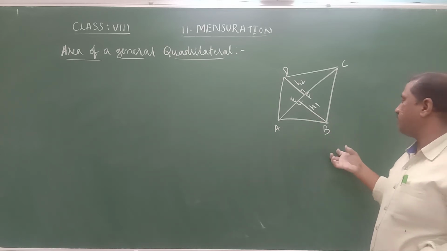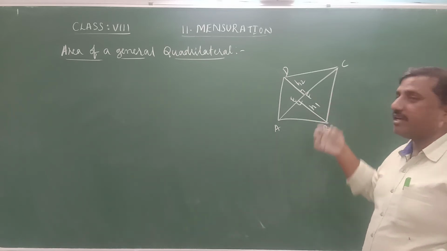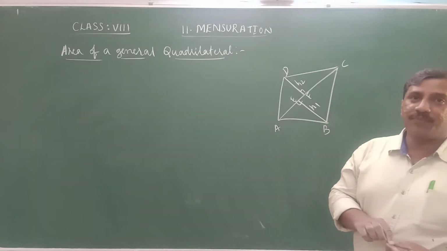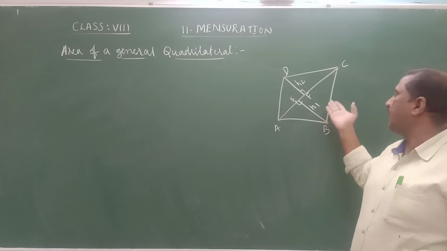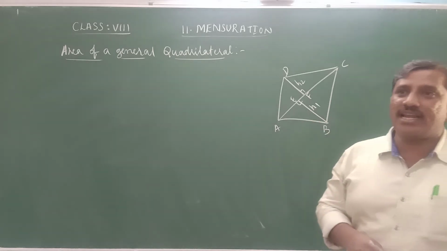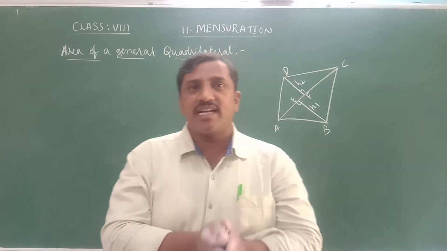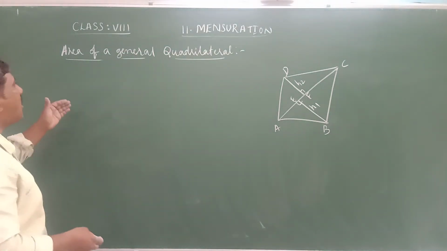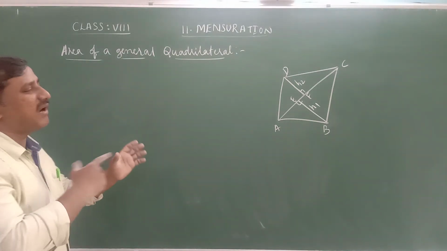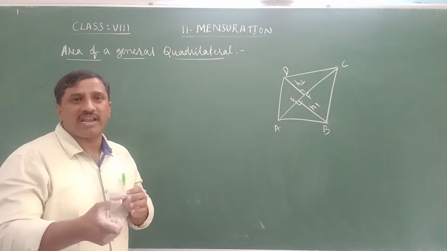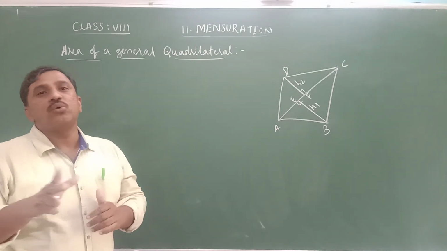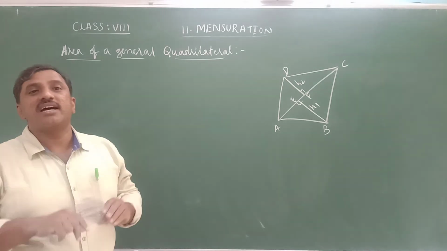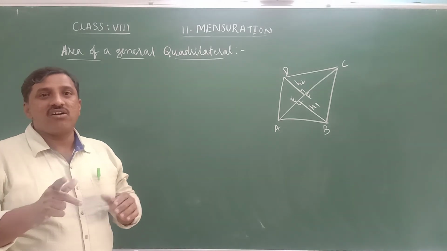DF and BE are the two altitudes drawn from the vertices D and B to the diagonal AC respectively. Now we can find the area of triangle ABC and the area of triangle ADC. By adding those two areas, we will get the area of quadrilateral ABCD. So what we will do here is divide the given quadrilateral into two triangles by drawing one diagonal. That method is known as the triangulation method.